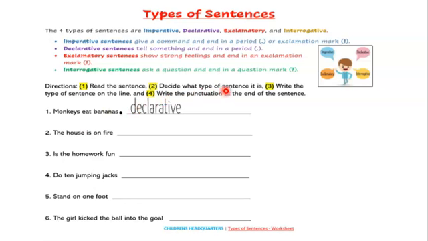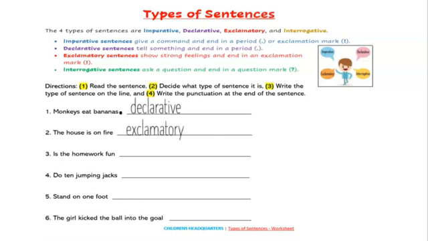So decide what type of sentence this is. Is this giving us a command? Is it telling us something? Is it showing strong feelings? There we go. Showing strong feelings. So exclamatory sentence. So we're going to write the type of sentence on the line.